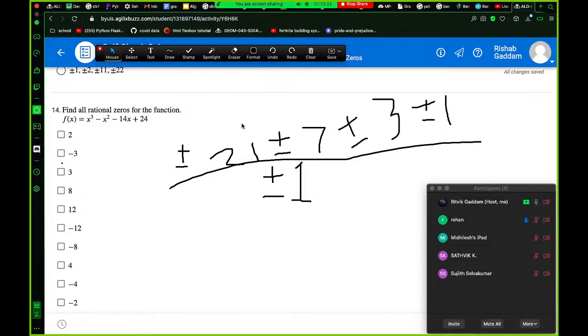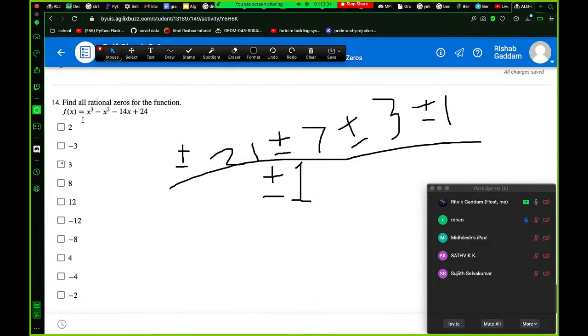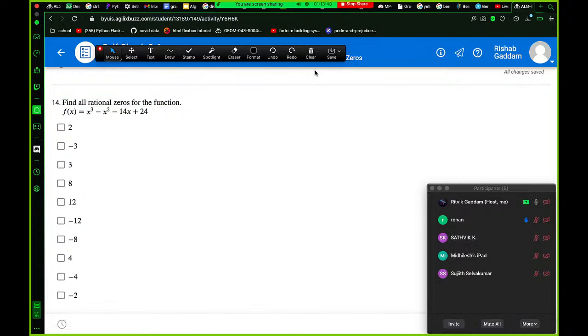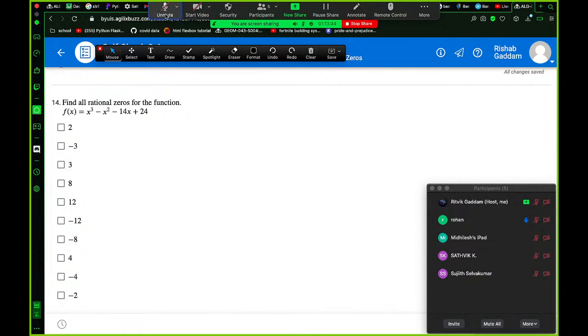Satvik, how about you do this one right here? Find all the rational zeros for the function. Okay. I think it would be -2.